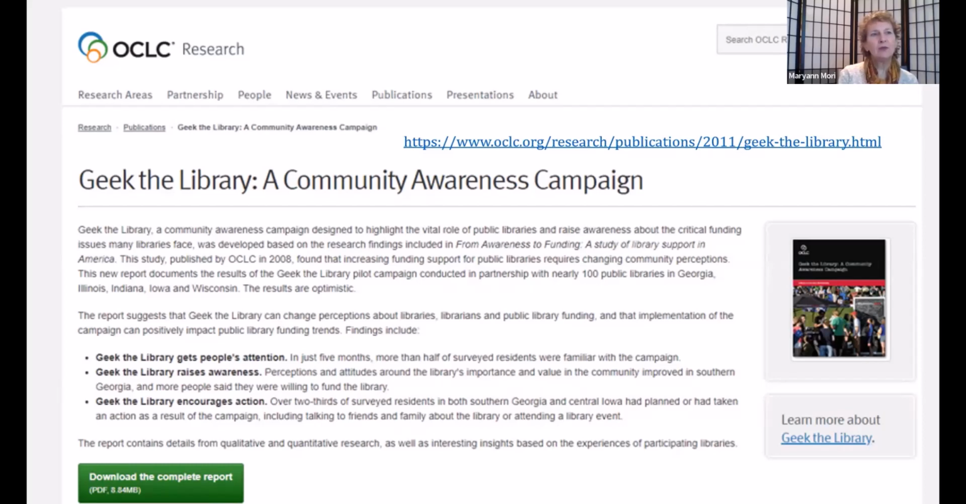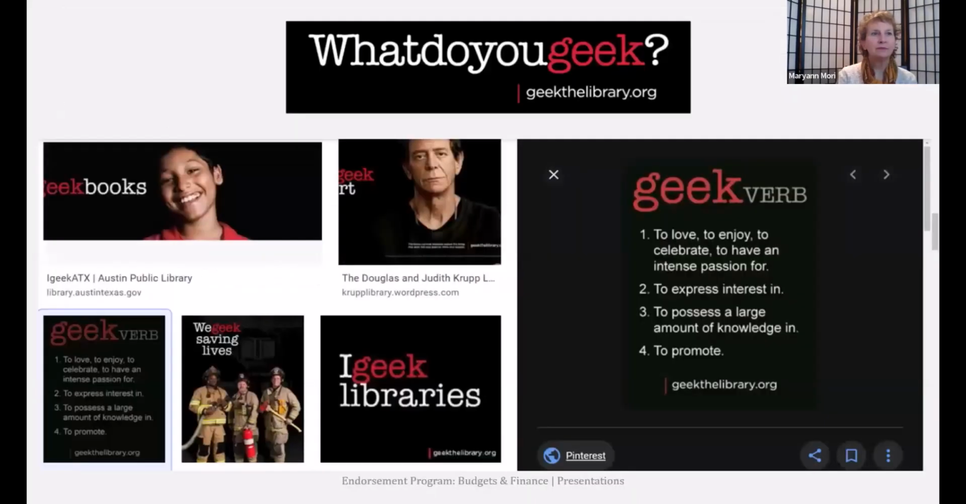First, Iowa was one of only 2 states where the program piloted. And second, the campaign led people to be more willing to fund the library and to take action to advocate for the library. Geek the Library went on to be offered nationally after the pilot program ended. I encourage you to take a look at the resulting work from this campaign as published in the complete report.